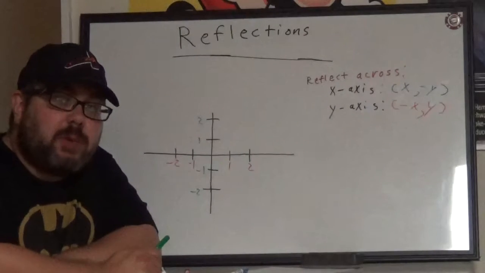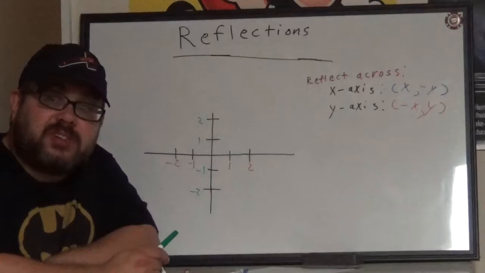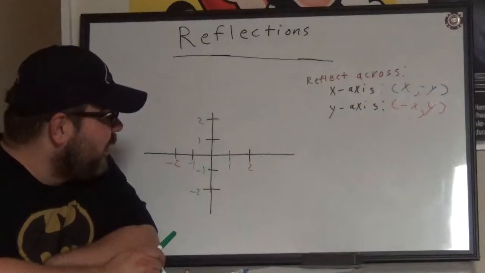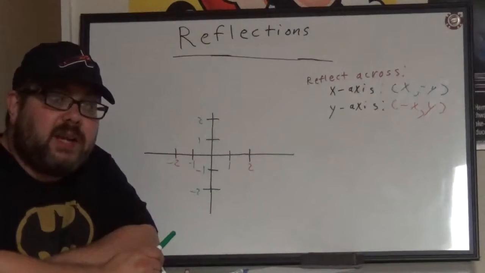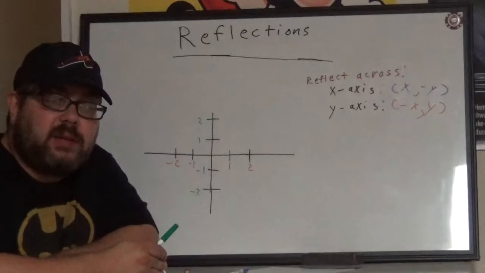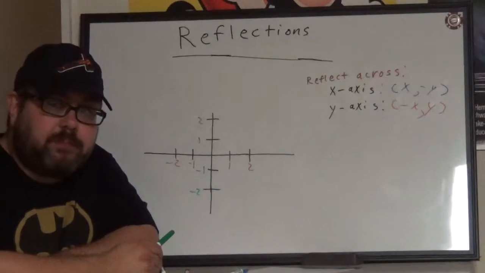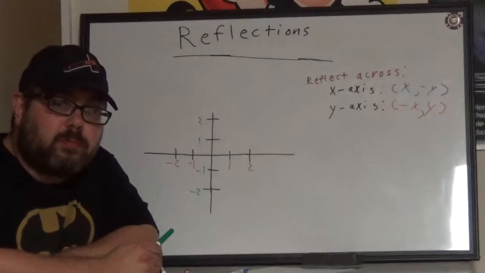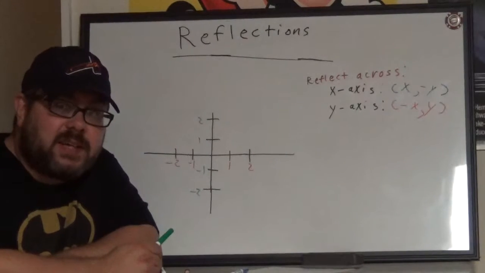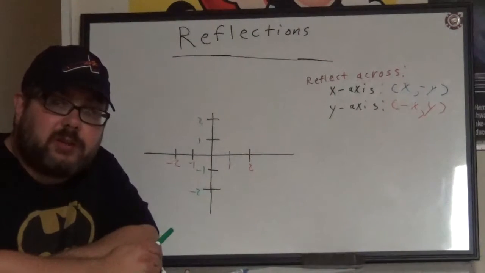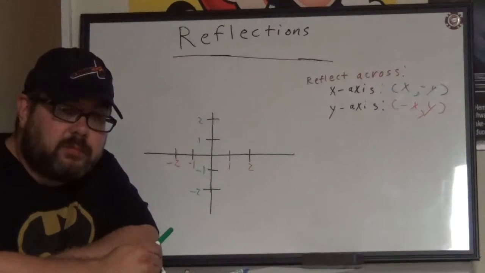A reflection is when we take a point or a series of points and we reflect it over a line, either some line on the coordinate plane. I'm going to talk about if it's reflected over the x-axis and if it's reflected over the y-axis.